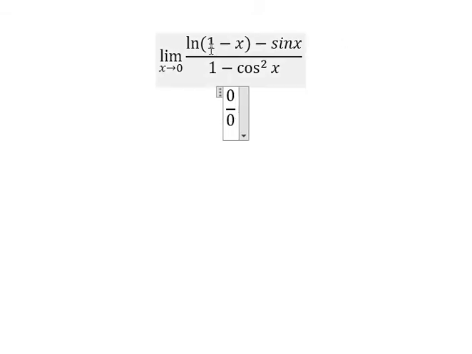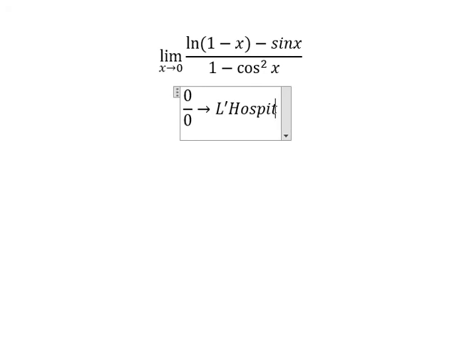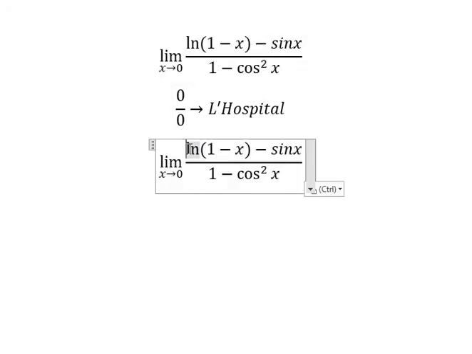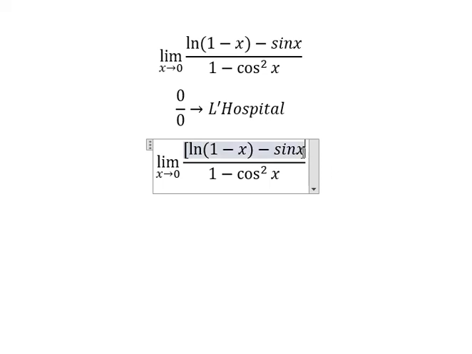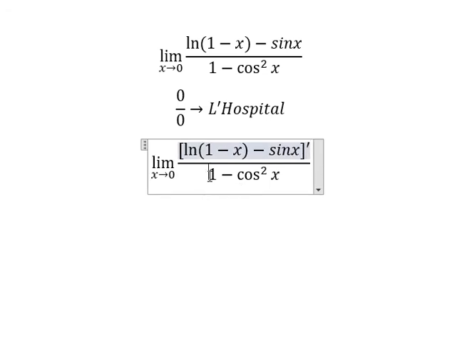Because ln of number 1 you got about 0, sine of number 0 you got about 0. Cosine of s with s equal to number 0, we have 1 minus 1 square. You got about 0. That's why we have 0 over 0. And we can use about L'Hospital. That means we need to do first the derivative on numerator and denominator.